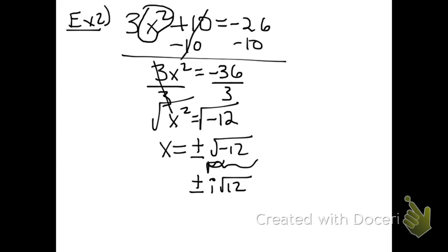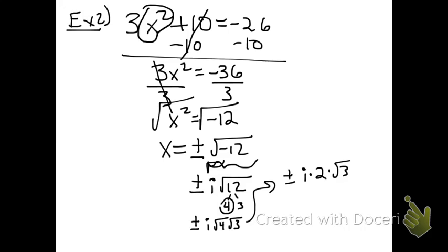Now if I can, I'm going to apply the same rules that I remember from last section, which is if I break 12 down into 4 times 3, there's my perfect square number 4. I can really have this as plus or minus i, and if I have the square root of 4 and the square root of 3, this will become plus or minus i times the square root of 4, which is really the number 2, times the square root of 3. Now the way we would want to write this is in the following order. I'm going to have plus or minus 2 first, then i, followed by the square root of 3.